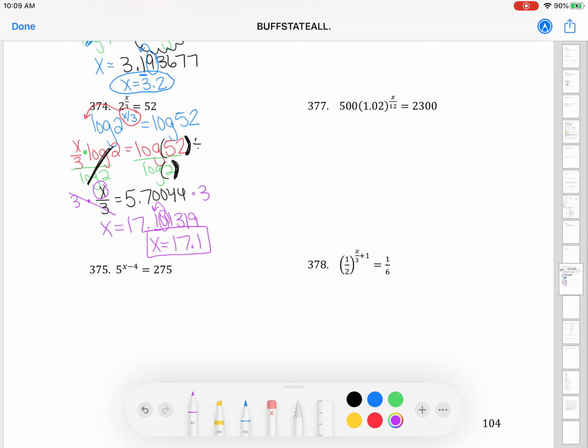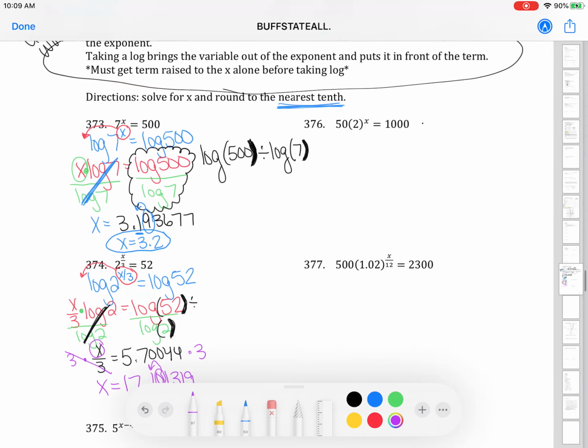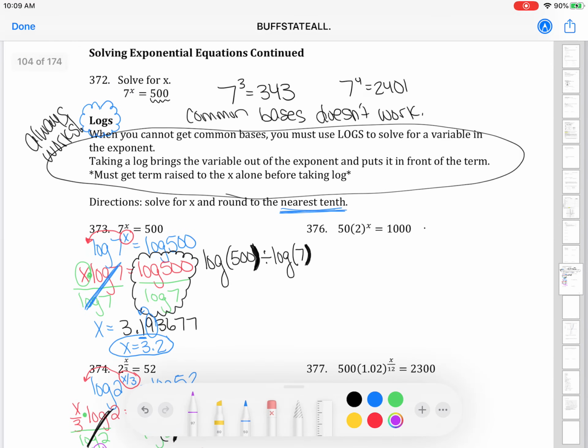Hi everyone, just picking up where we left off on page 104 for the week 11 notes. So what we talked about in the last video was solving exponential equations. If you remember, what it means to be an exponential equation is that it just looks like this right here. I'll just rewrite it over here: 7 to the x equals 500.